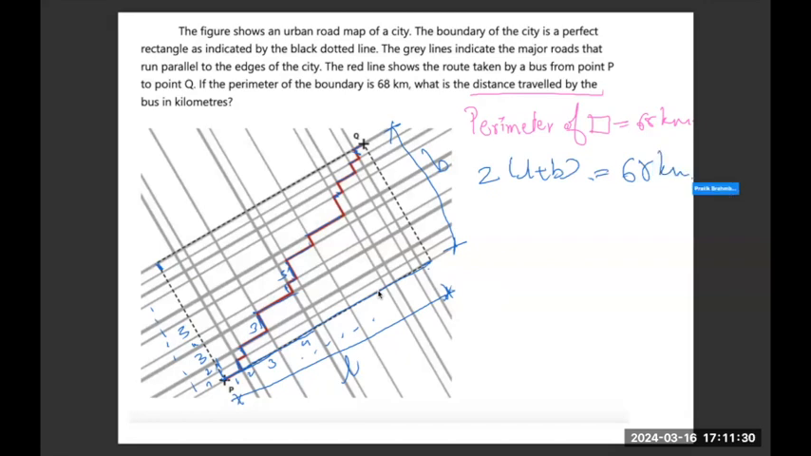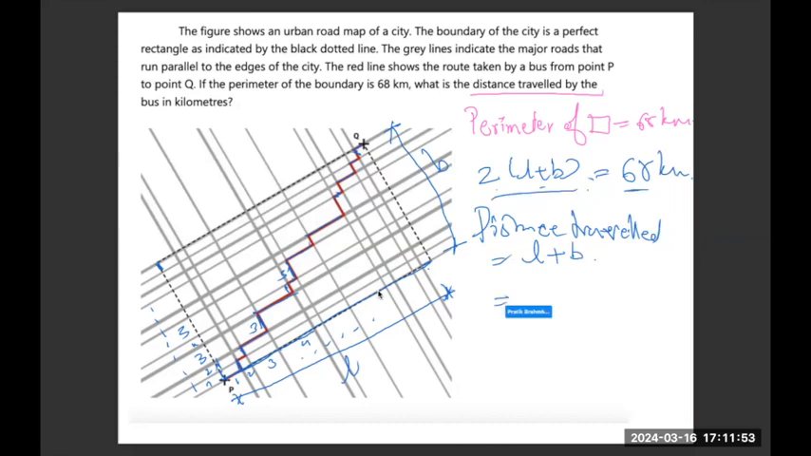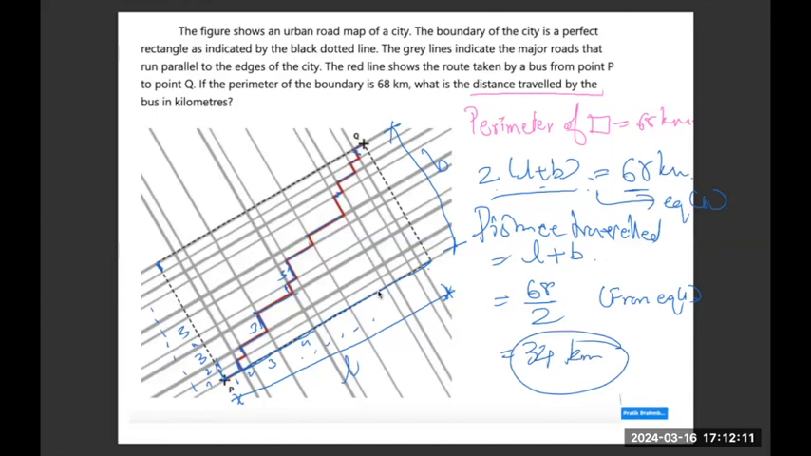Now the distance traveled on the route will be equal to length plus breadth. The perimeter of the rectangle is 2 into (L plus B), which is equal to 68. I have to find the value of L plus B, which will be equal to 68 by 2, I'm writing here for reference, equation 1, which is equal to 34 kilometers, which is the answer that we are looking for.